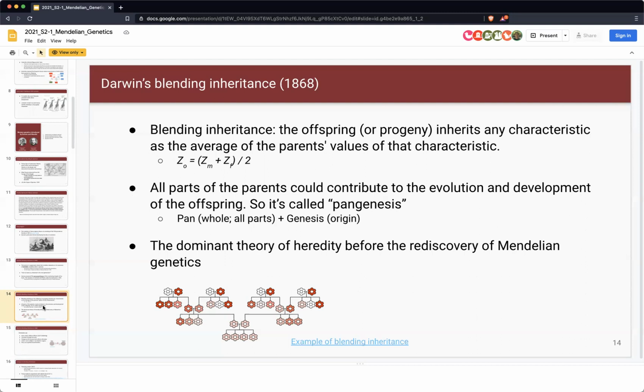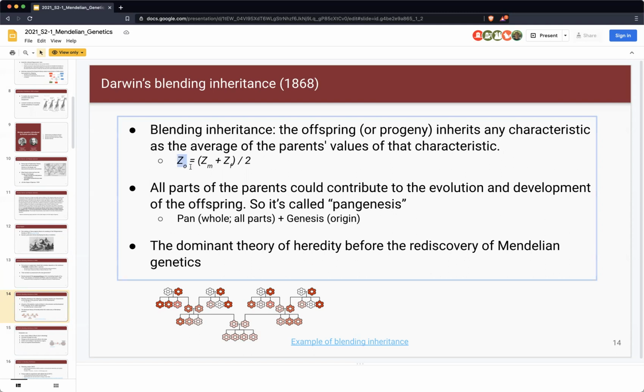So Darwin's idea at the time is that the traits of the offspring are determined by the trait values of the mother and father. For blending inheritance, I can simply put the formula: the offspring's trait, called Z_O, is the average of the trait value of the mother and the trait value of the father, divided by two, right? And that was the backbone of the blending inheritance proposed by Darwin, right?